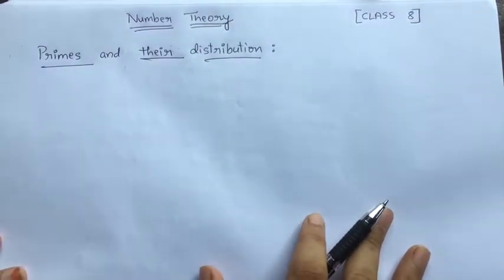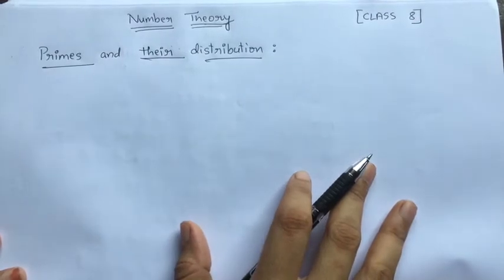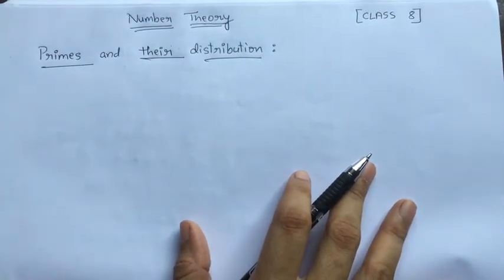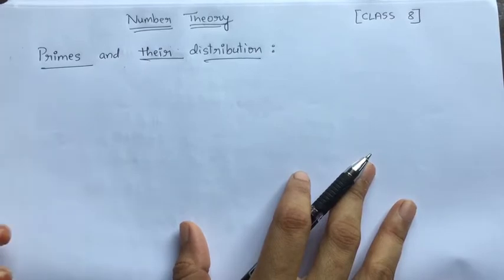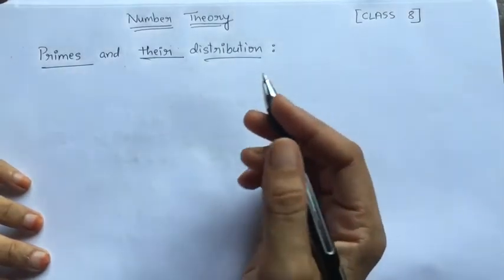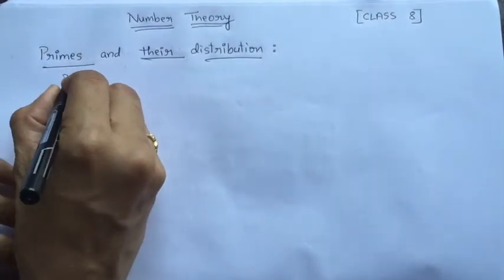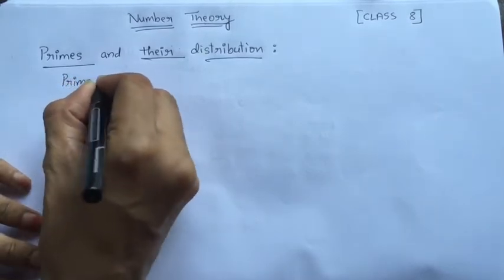In this session, let us learn about primes followed by the fundamental theorem of arithmetic. What is a prime number, or what is a prime? Let us look at the definition first.